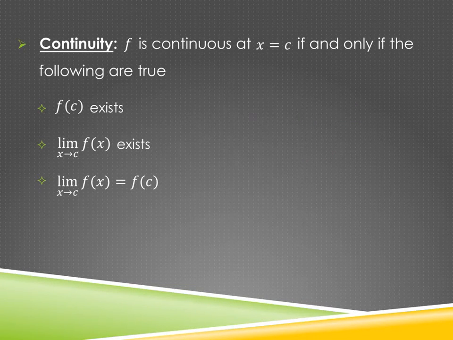Okay. So the title in this section said limits and continuity. What is continuity? Well, f is continuous at a particular value x equals c, if and only if the following are true. Number 1, f of c exists. It means there is a y value. Okay, so there is an ordered pair x, y. So for this particular x value, there's a y value. The second one says that the limit exists.